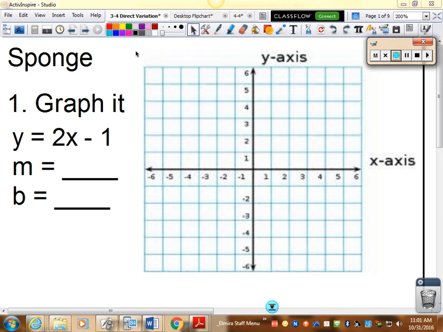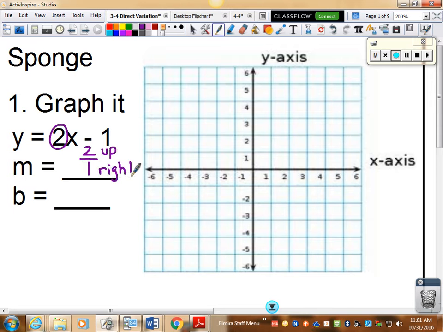Okay, so the first one where we're graphing it. My slope is the 2, and we'll make it a fraction, 2 over 1. And because it's positive, we're going up 2, 1 to the right. Our y-intercept is the -1, (0, -1). So our first point that we're going to graph is that y-intercept, (0, -1).